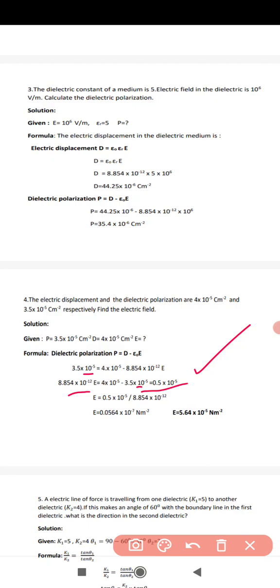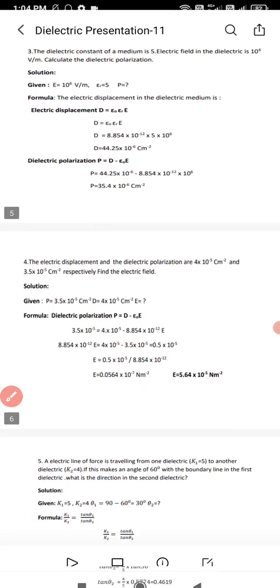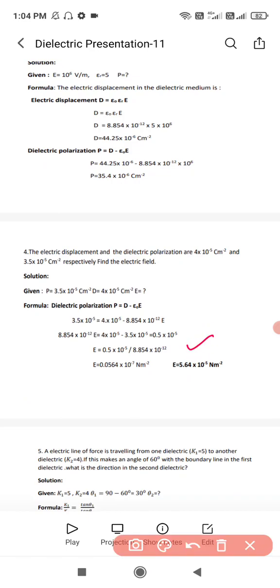You will get minus values. So minus, same powers, we take common 10 power minus 5. 4 minus 3.5 is 0.5 into 10 power minus 5. So we will get the answer 0.5 into 10 power minus 5 divided by 8.854 into 10 power minus 12. Taking the minus 12 from the denominator, plus 12 it becomes, which is equal to 10 power plus 7. So the answer is E equal to 0.0564 into 10 power plus 7 Newton per meter square.